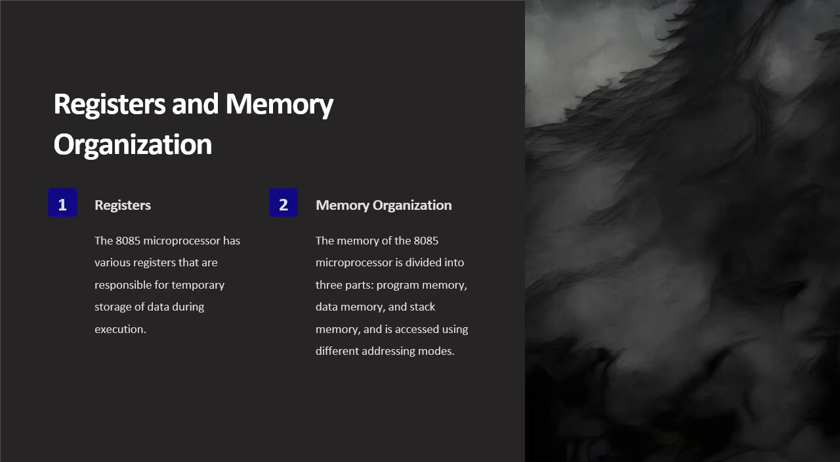Registers and memory organization in the 8085 microprocessor. The 8085 microprocessor has various registers that are responsible for the temporary storage of data during the execution of any program. The memory of the 8085 microprocessor is divided into three parts: program memory, data memory, and stack memory, and it can be accessed using different addressing modes.